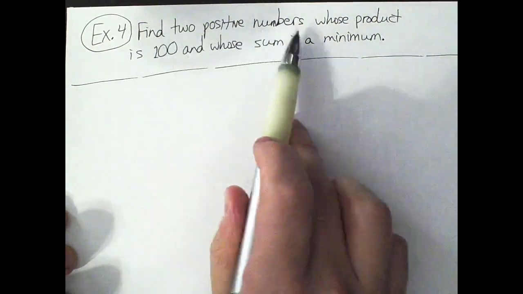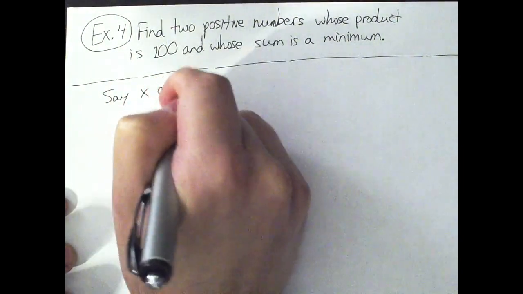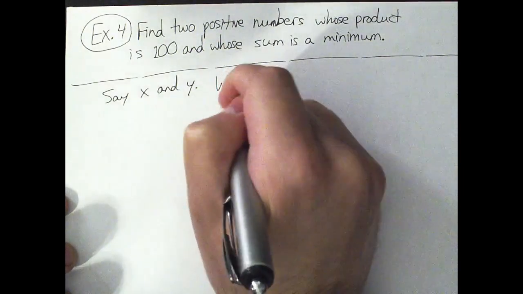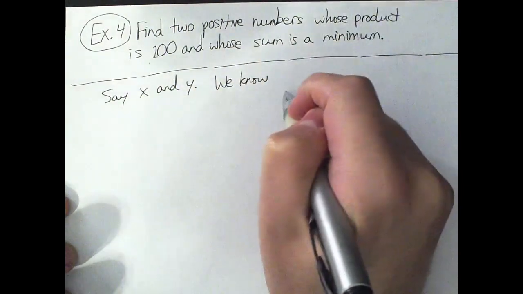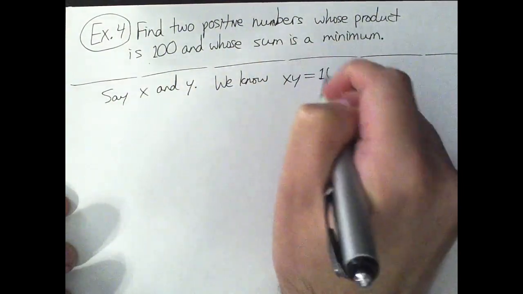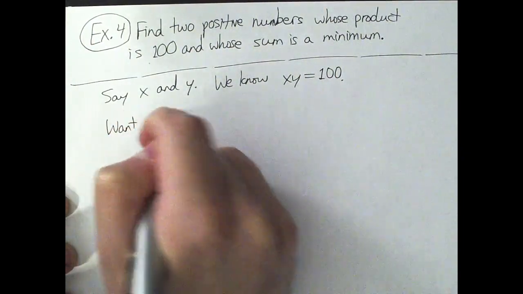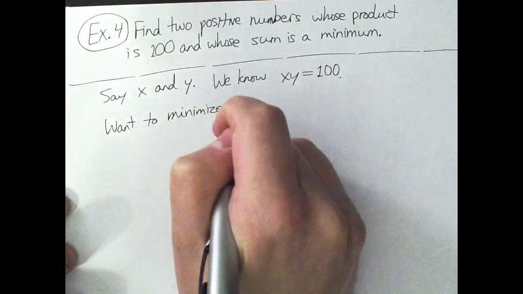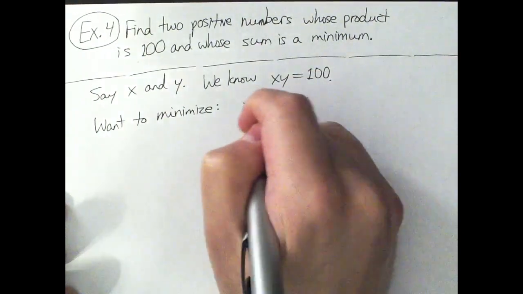So, two positive numbers. I think we should label them. Let's say that they are called x and y. If you call them something else, if you call them a and b, that's perfectly fine. We know that their product is 100. xy equals 100. And we want to minimize their sum, x plus y.